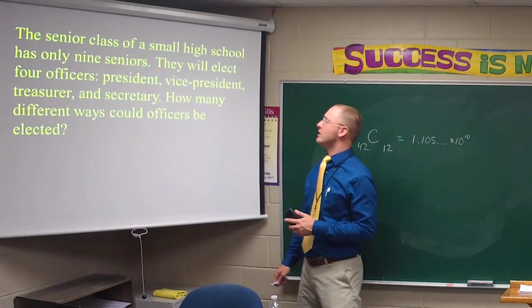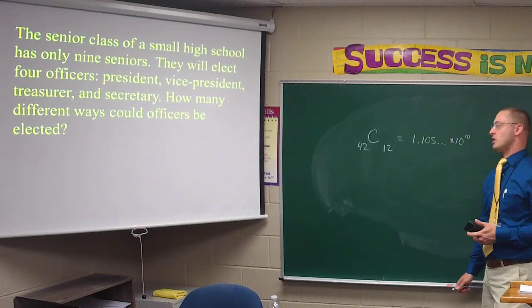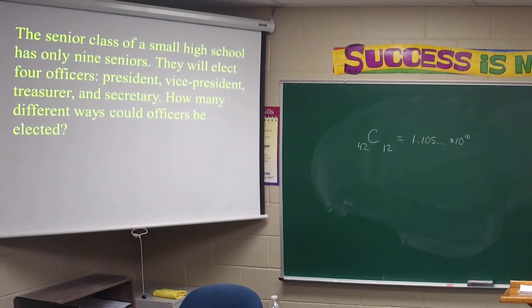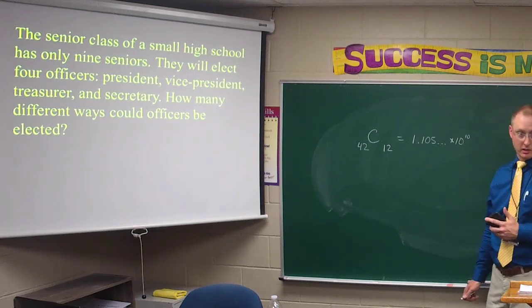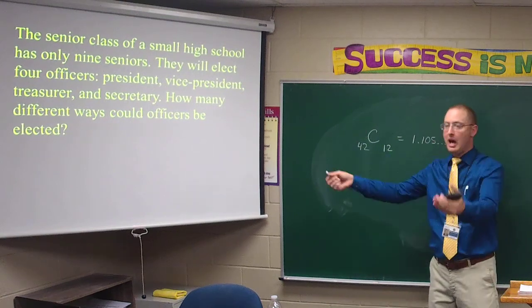The senior class of a small high school has only 9 seniors. They'll elect 4 officers: a president, a vice president, a treasurer, and a secretary. How many different ways could officers be elected? Am I multiplying 9 times 4, class? No, because I'm not taking 9 of these and 4 of these. There's a group of 9, I'm taking 4.